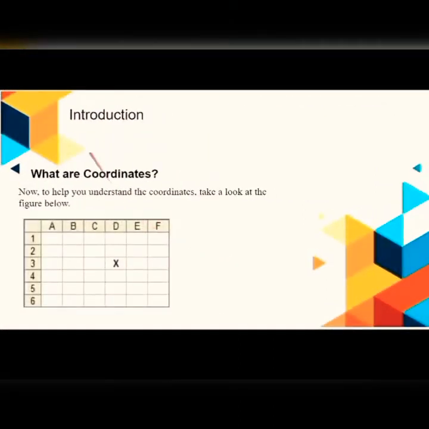So, in the introduction part, what are coordinates? To help you understand coordinates, take a look at the figure below. Consider the grid on the right. The columns of the grid are labeled A, B, C, D, E, F. On the other hand, the rows are numbered 1, 2, 3, 4, 5, 6, and so on. And you can see the letter X is located in the box.